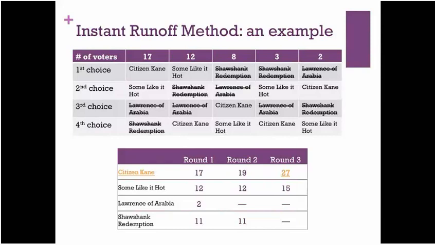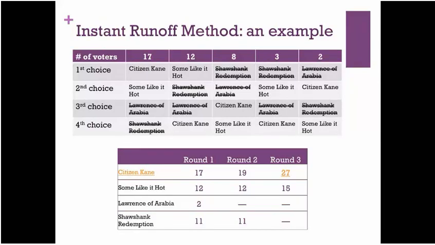All right, so here I show what happens if we do that. So Shawshank Redemption is now getting crossed out, and that actually affects 11 voters who previously were voting for Shawshank Redemption. 8 of them can't even have their first or second choices. They have to go now with their third choice, Citizen Kane, so they give an additional 8 to Citizen Kane. And 3 of them transfer now their vote over to Some Like It Hot, which goes up to 15.